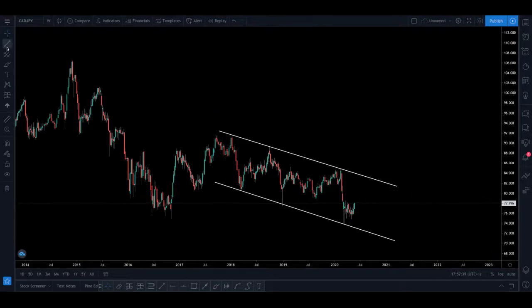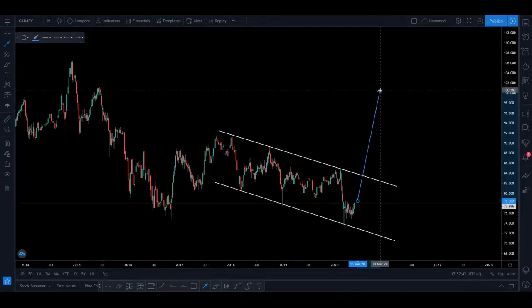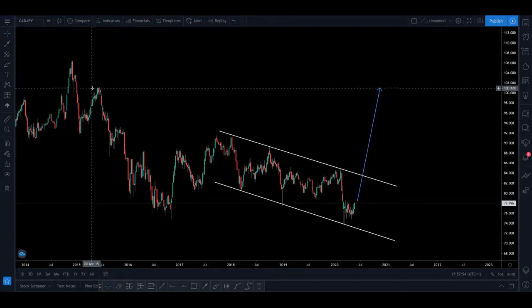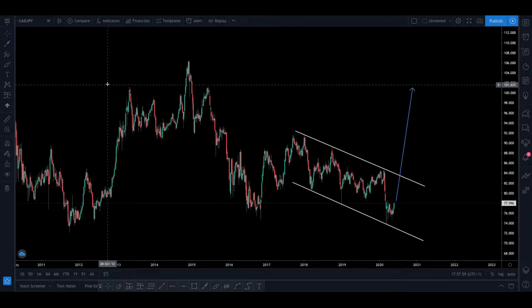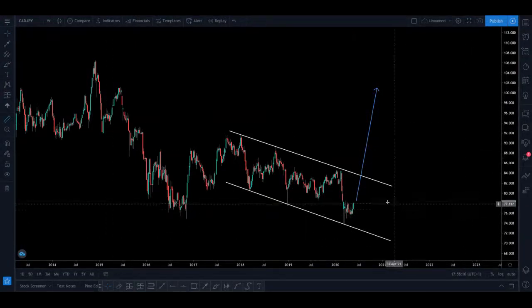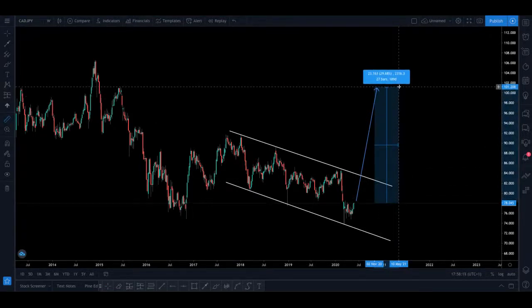and if price does decide to break to the upside, this would provide possibilities of great bullish momentum in the upcoming weeks and months and years rather, to these past highs from 2015, 2016. So those sort of levels. Those levels align with 100 plus, and right now price is trading at 77, so let's just work this out. It will be a 2,300 pip move.